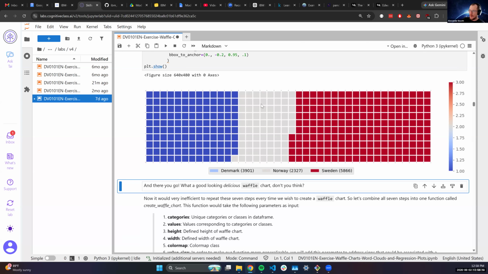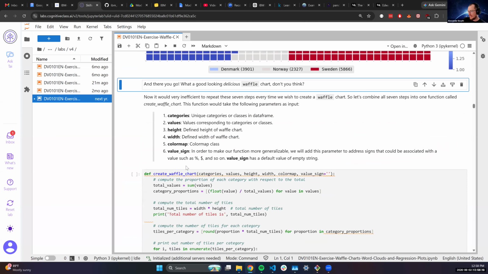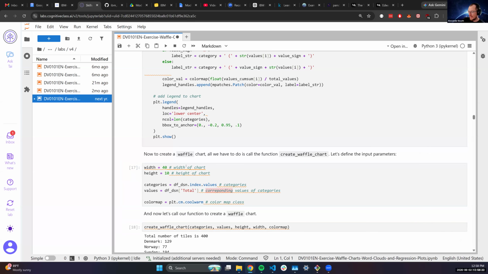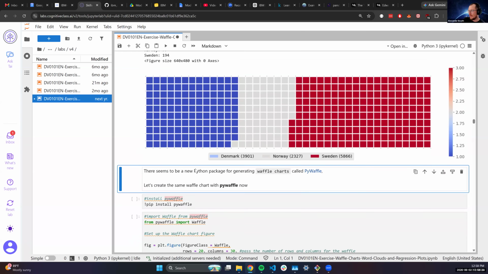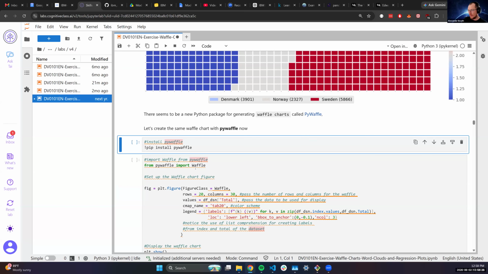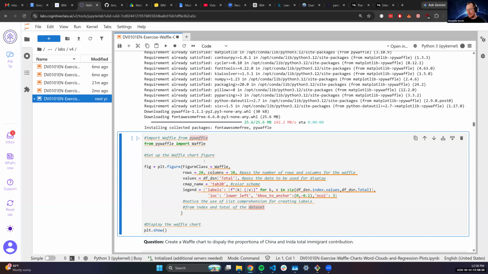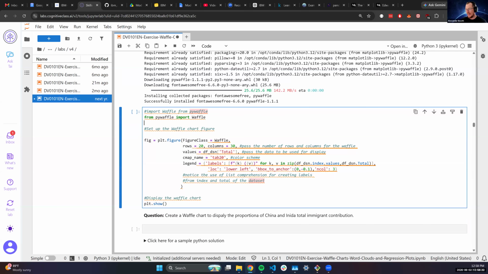So pretty cool. An easier way to show the percent of a whole than a pie chart. They created a function for this, which I think is kind of excessive. But whatever. Here's how I would do it in the real world. There's a Python library called PyWaffle that basically does this for you, and it's also built on Matplotlib.